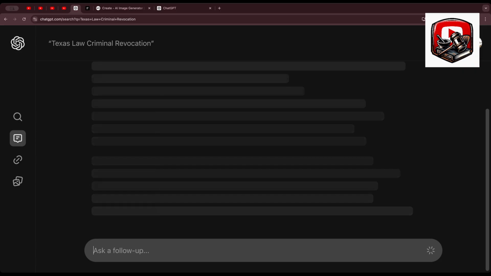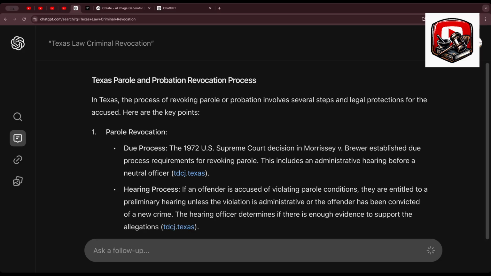Texas law, criminal revocation. All right, so first of all, let's determine what a revocation is. Revocations deal with a person's parole or probation. So apparently there had to have been some sort of violation of their parole or probation conditions.